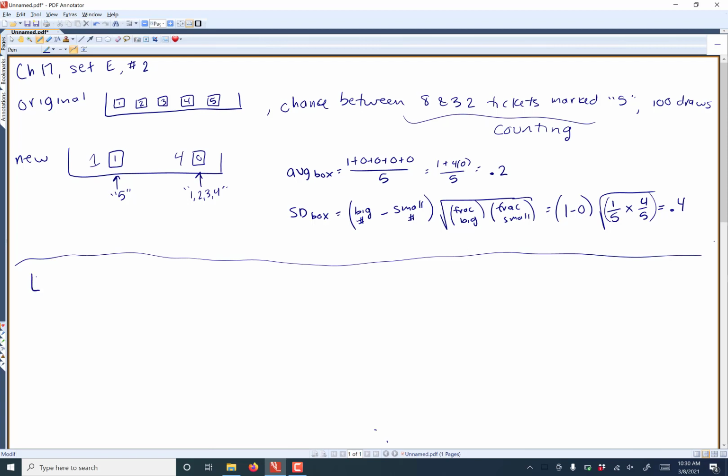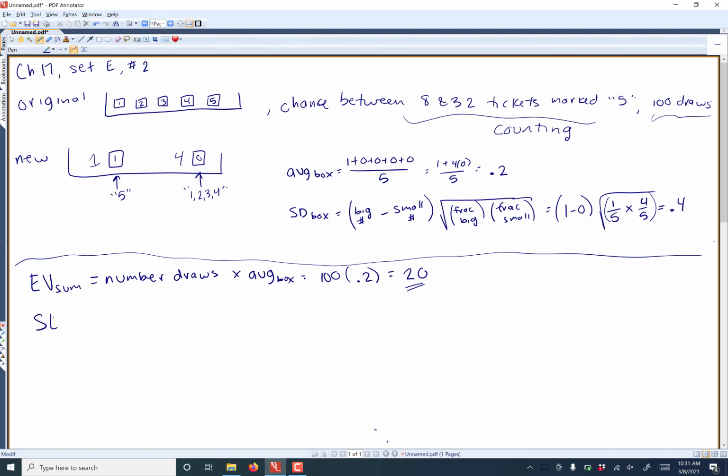Next step is you need to find the EV for the sum, because we want to do this 100 times. So how is that 100 coming into play? That's your expected value for the sum. What happens if we do it 100 times? The EV for your sum is the number of draws times the average of the box. We're drawing 100 times. We expect to get about 0.2 on average each time. So 100 times 0.2 should give me 20. So we'd expect to draw about 20 tickets that are marked 5.